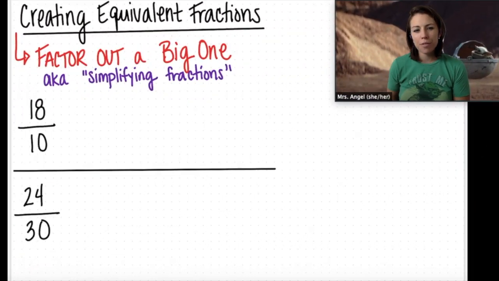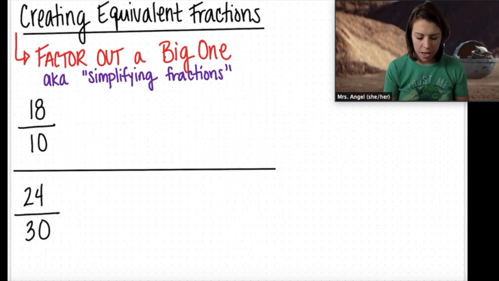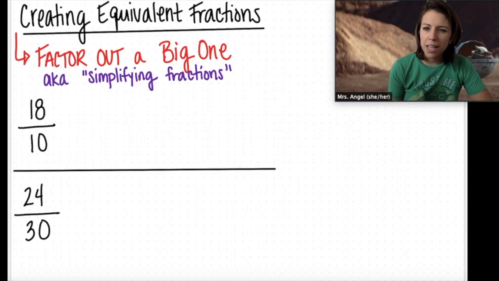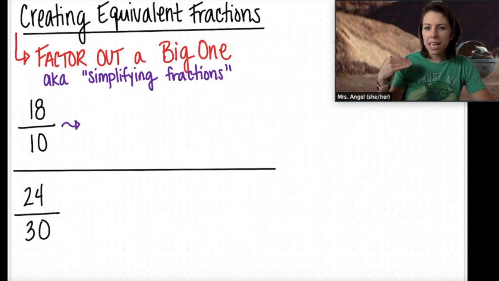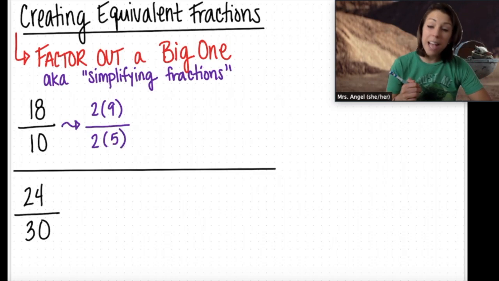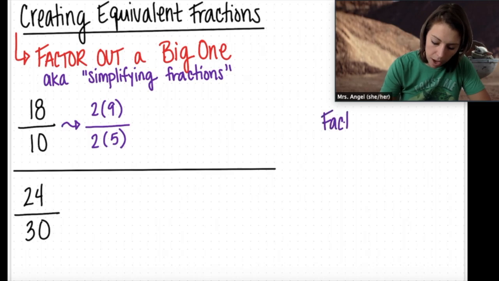Another way to create equivalent fractions is by factoring out a big one, which is also sometimes called simplifying fractions. So we have 18/10. Is there a number that goes into both 18 and 10? 2 does, right? Let's go ahead and rewrite this. And I'm going to rewrite 18 and 10 as products using 2. So 18 is 2 times 9 in the numerator, and 10 is 2 times 5. That's called factoring. Factoring means to write as a product.